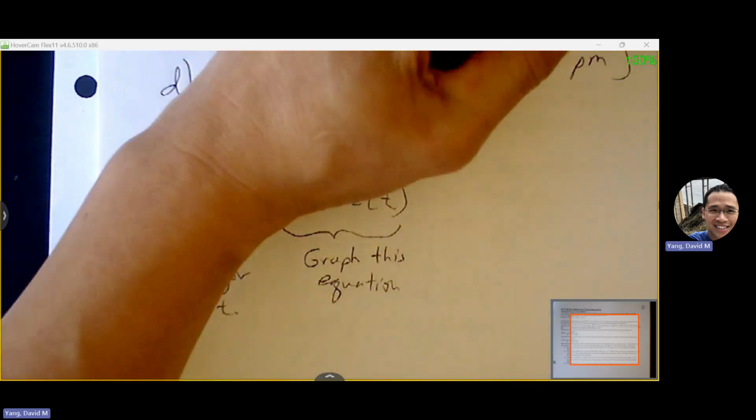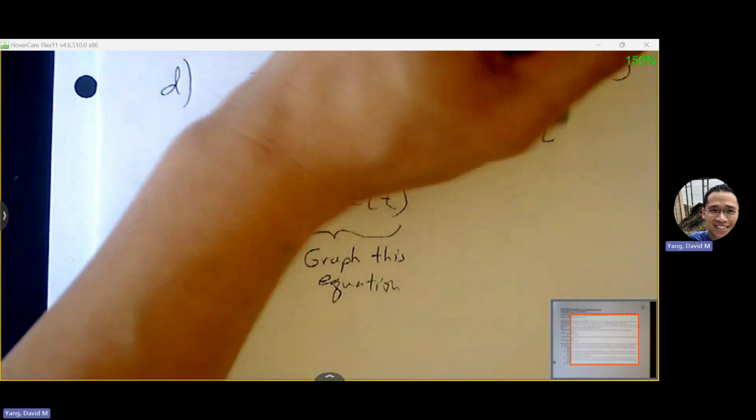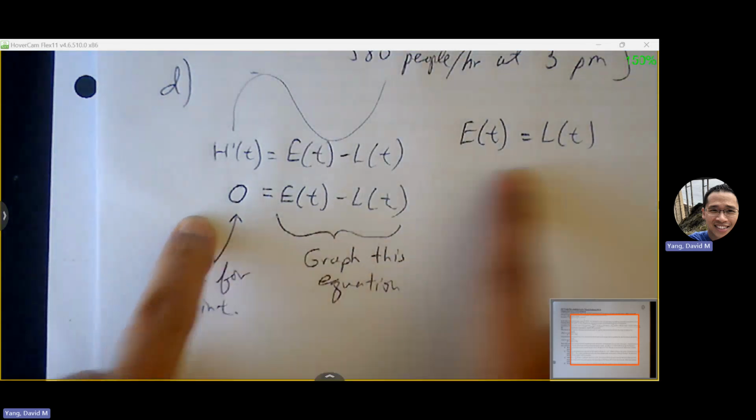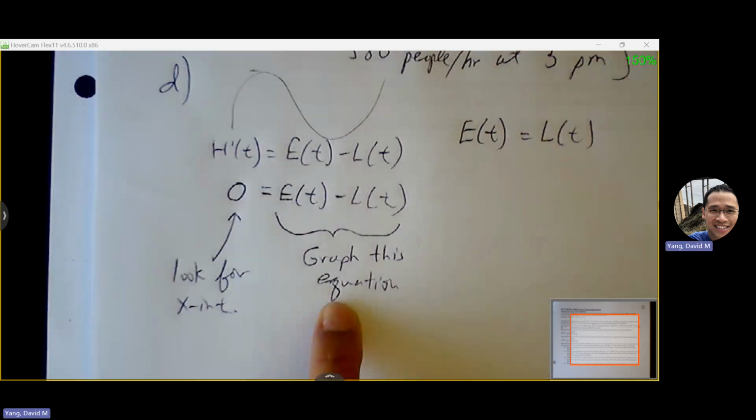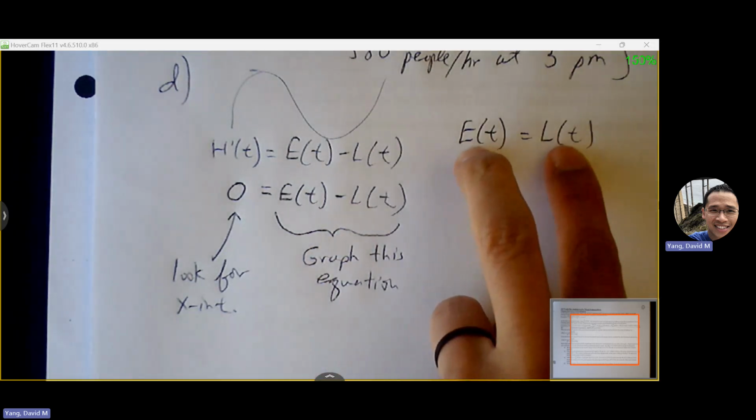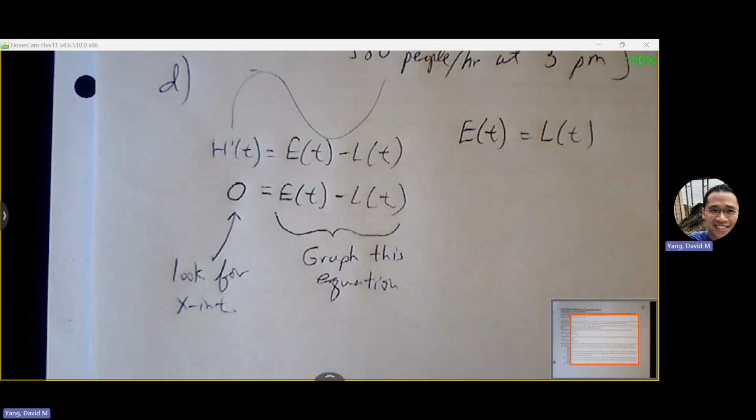I mean, we could do this as well. We could graph E of t, we could graph L of t, set them equal to each other, and then look to see where they intersect, the time when they're going to be equal to each other. But it may be really hard to find because they could intersect in the thousands or maybe up on the y-axis. That's really hard to find. Meanwhile, if we just look for the x-intercept, we can scroll across and see where the graph is going to cross the x-axis.